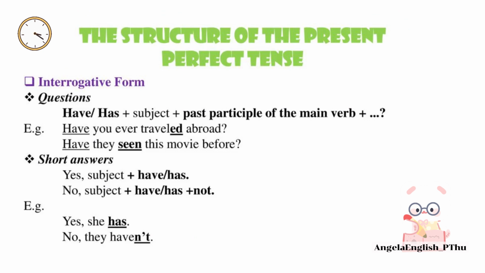The structure of present perfect tense interrogative is as follows: have/has plus subject plus past participle of the main verb. For example, have you ever traveled abroad? Have they seen this movie before? For short answers, we have: yes, subject plus have/has; no, subject plus have/has plus not. For example, yes, she has; no, they haven't.